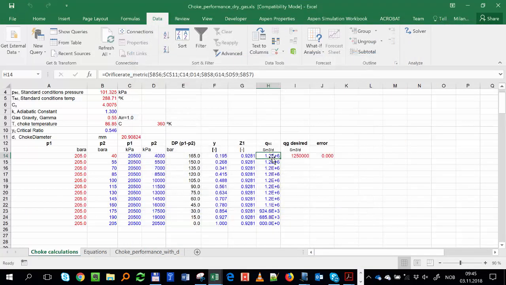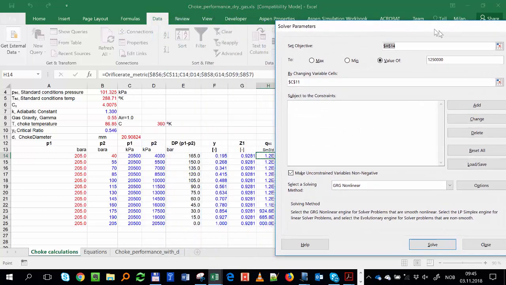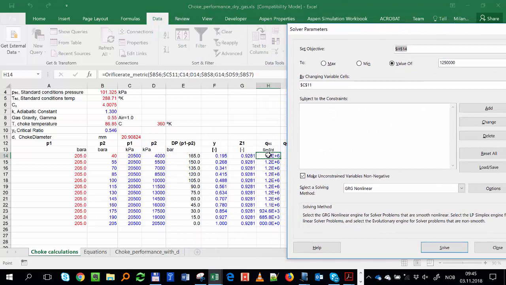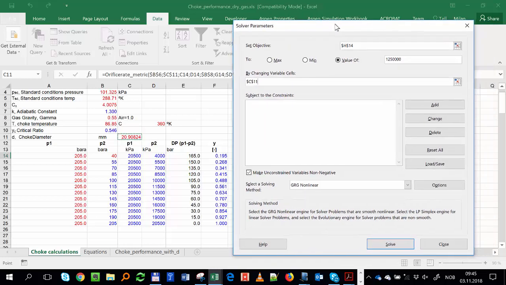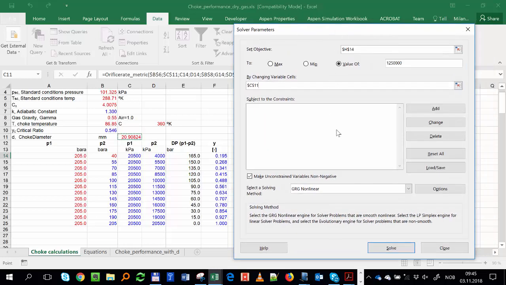Okay, it also worked. So I don't have to use this, forget about normalization and everything. In this case it works, just use the solver to change this number that you now should have, 1.5. You want to drive it to, be careful with the number of zeros, 1,250,000, by changing this.